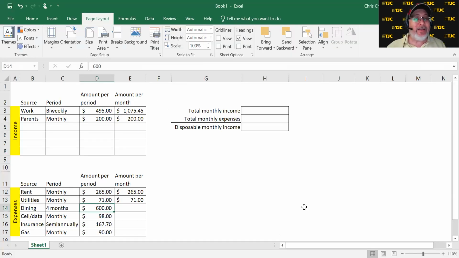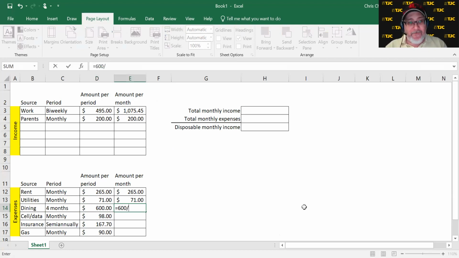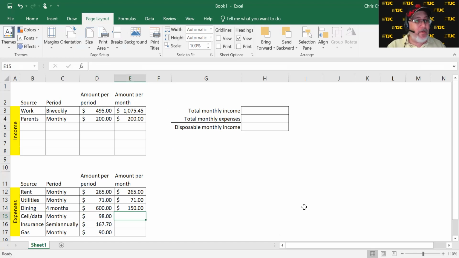Our dining is $600 for 4 months. So to scale it down to 1 month, we would just divide by 4. So over here, I'm going to type equals 600 divided by 4. That's $150 a month. Our cell and data monthly expense is $98. Our insurance is semi-annually. That's twice a year or once every 6 months. So if we divide by 6, we get our monthly.